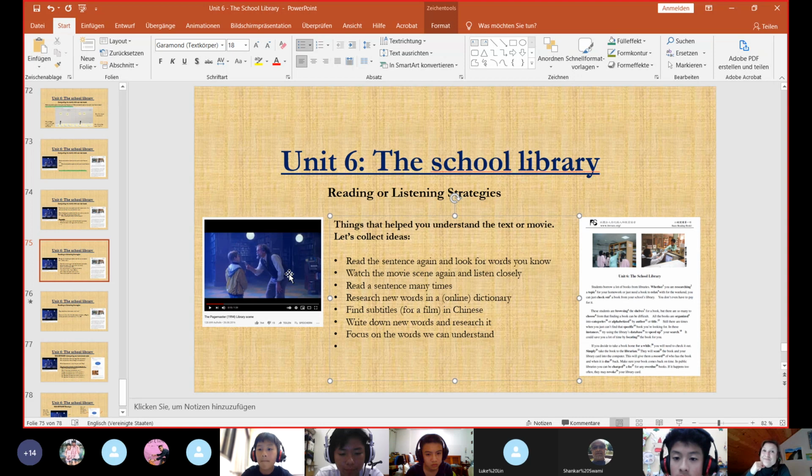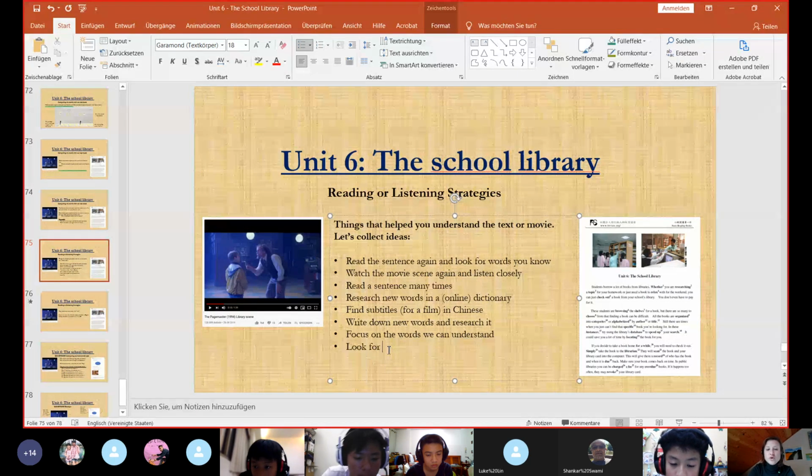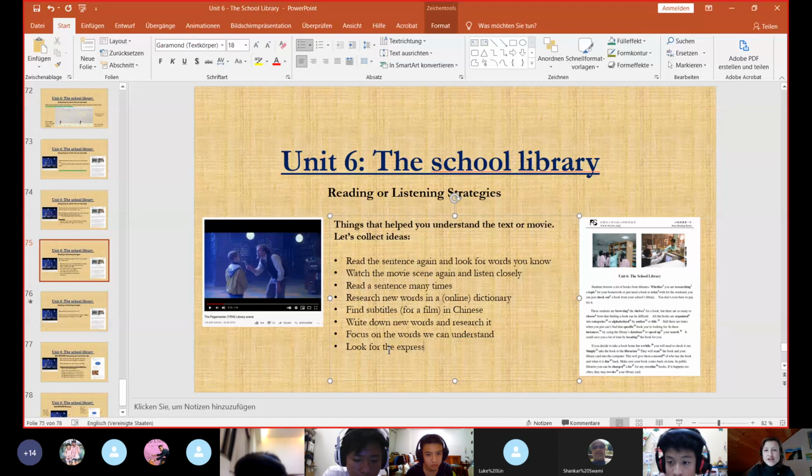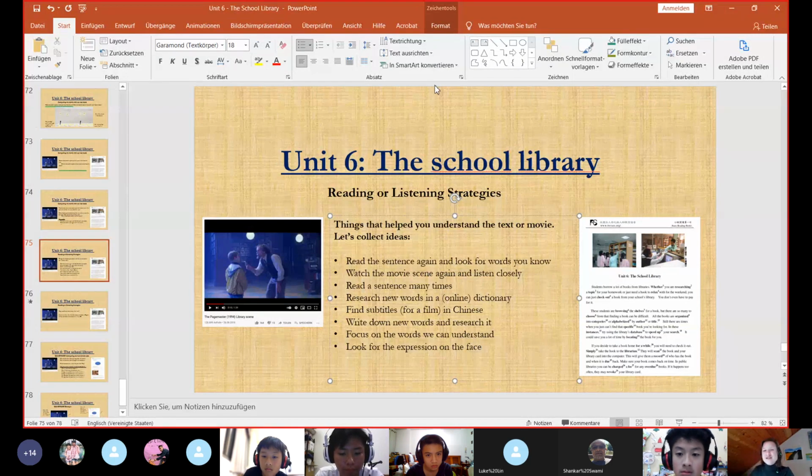The librarian. Right? So sometimes it helps us when we watch a film, just the expression on the face. So we can look for the expression, the way the face looks. If we see they are smiling or looking very grim, or with the librarian, with horror, he looked very scary. So we kind of understand through the face.